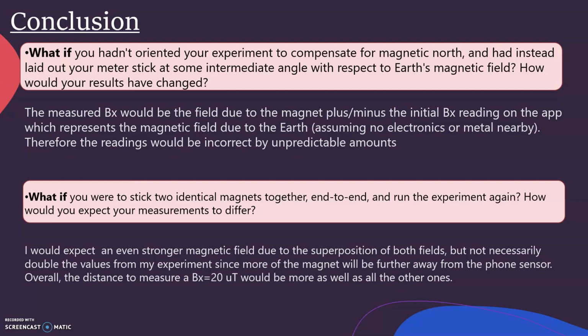And if you were to stick 2 identical magnets together end to end and run the experiment again, I'd expect an even stronger magnetic field due to superposition of both fields, but not necessarily double the values from my experiment, since they wouldn't be next to each other, they would be longer, so some of the magnet would be further away from the phone sensor. But overall, the distance to measure a magnetic field at 20 microteslas would be further away, as well as all the other readings.